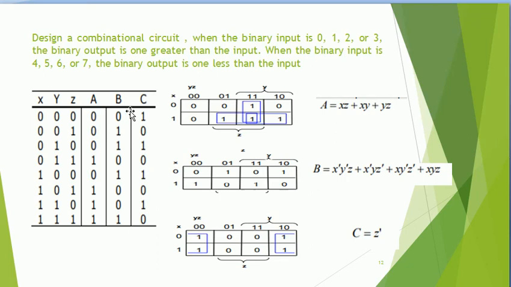Then as usual, since we have 3 output variables, draw 3 K-maps, one each for A, B and C. Form the expressions. Here we have 3 pairs, so the expression is xz plus xy plus yz. In another K-map no grouping is formed, so the expression is x bar y bar z plus x bar y z bar plus x y bar z bar plus x y z. Finally, we have a quad here. These 2 ones and these 2 ones can be grouped, and we get the expression C is equal to z bar. For the formed expressions we can represent them using a logical diagram. Thank you.